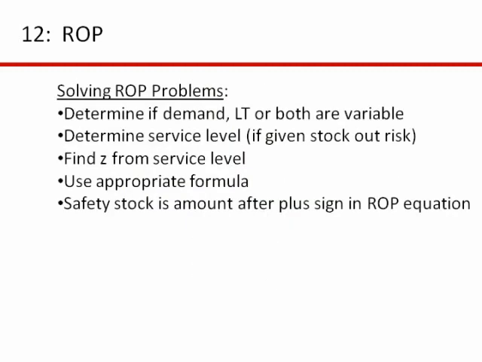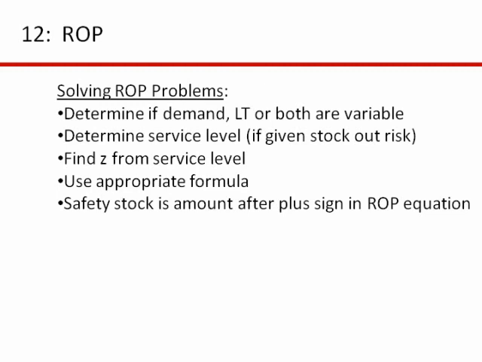Okay, so when you're solving reorder point problems that have demand and/or lead time variation, the first thing you want to do is determine if demand, lead time, or both of them are variable. Then you can determine a service level. They'll either give you a service level or they'll give you a stock out risk. Once you have either one of those, you can find the Z value. Then you can find the appropriate formula to use and solve for reorder point. And if they ask you about safety stock, well, safety stock is just the amount after the plus sign in a reorder point equation, okay?